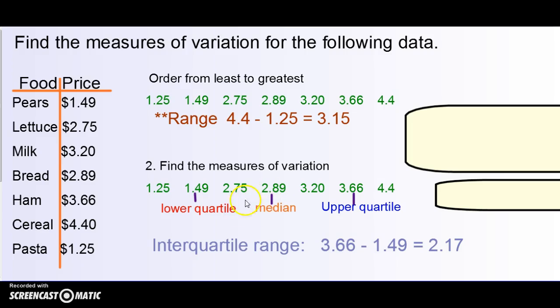And I know this isn't a lot of data to compare, but if there was more data, we could say the bottom fourth was this amount and the top fourth was this amount. Of course, that's more effective if we have more data.